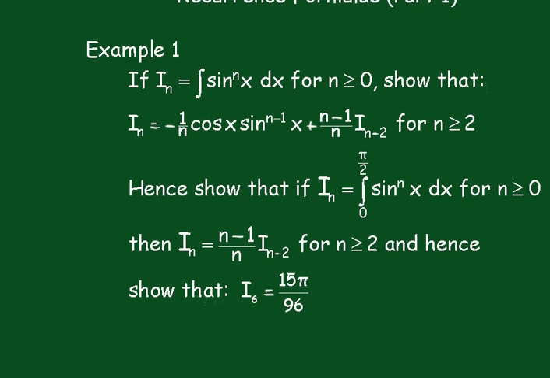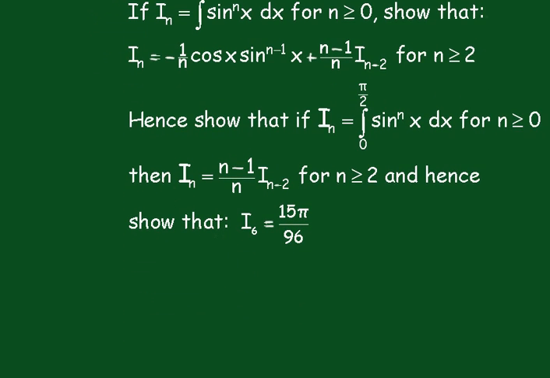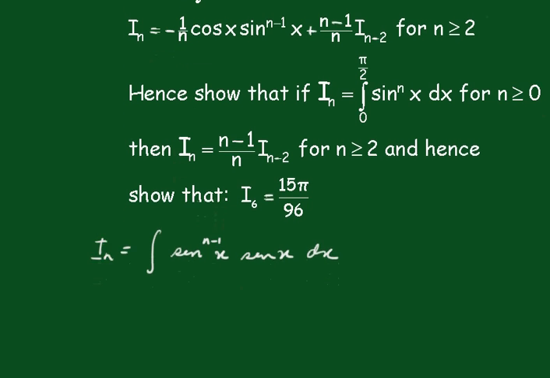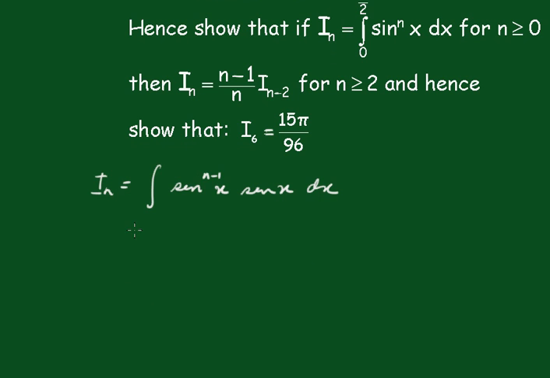Okay. Now, what we'll do here, first of all, we'll take that integral and break it up into two parts. So I_n is equal to the integral of sin to the n minus 1 x times sin x dx. Now it's important you know how to break that part up. Now we're going to use the integration by parts formula, which is the integral of u dv equals uv minus the integral of v du.